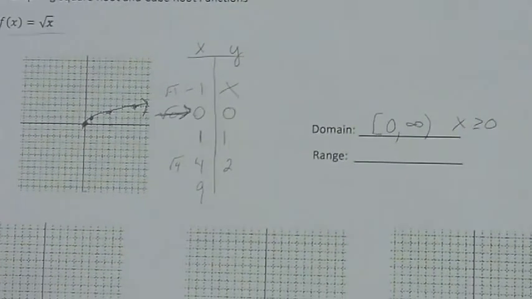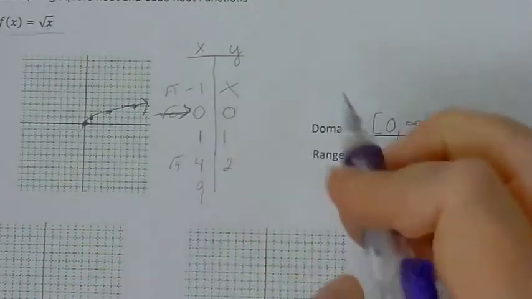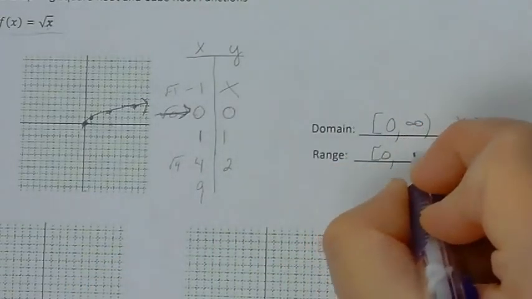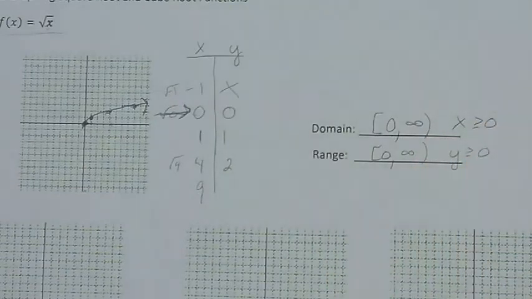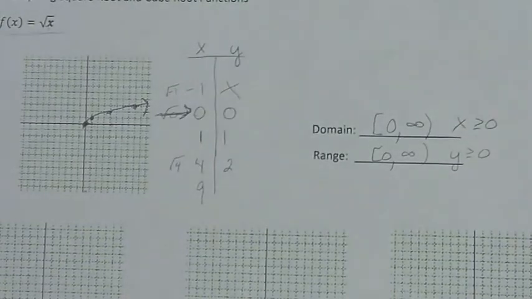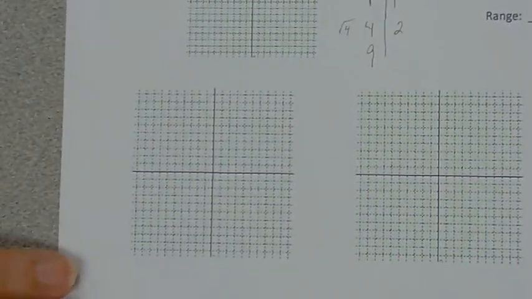Okay, let's think about our range. What's the smallest y value we had? The smallest y value was 0, and the biggest y value was infinity. So y is also greater than or equal to 0. So this is the parent function. Everything we do now is going to be based off of the parent function and some kind of shift. So let's go down and let's look at this first one.